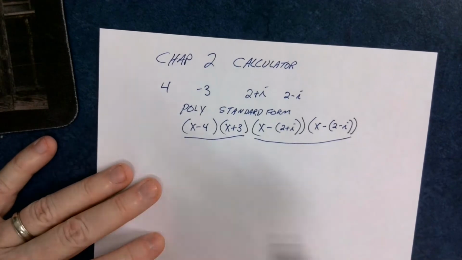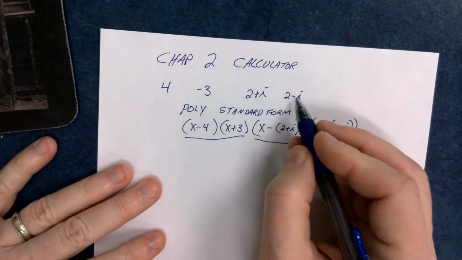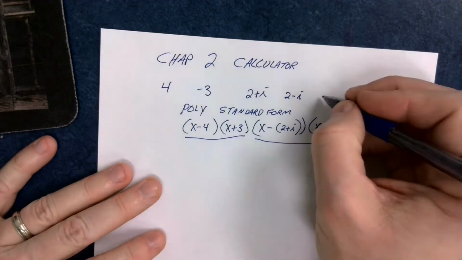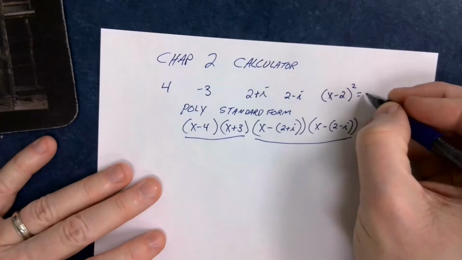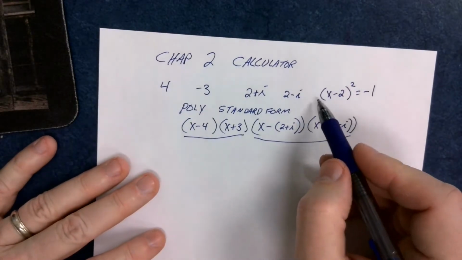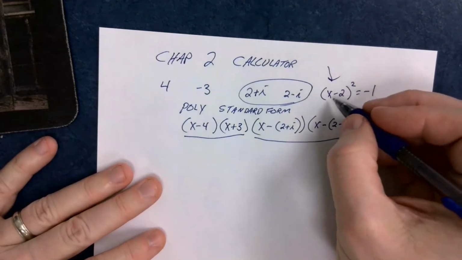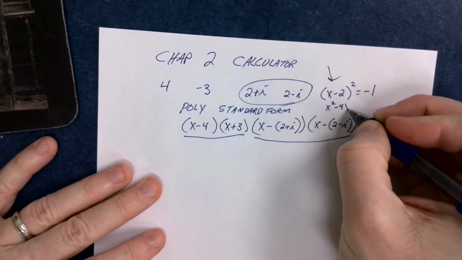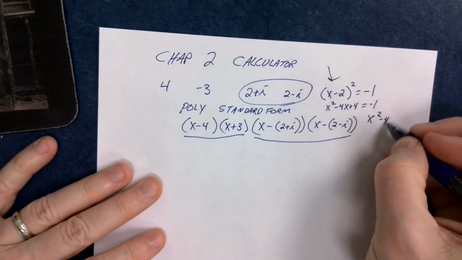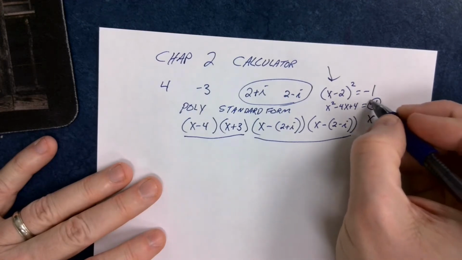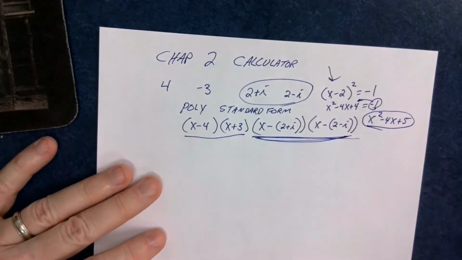I would also say that on this, maybe you understand that if you had 2 plus or minus i as your solutions, then this also must be true: x minus 2 squared equals -1. And these are the solutions to that thing, which means I could do this, x squared minus 4x plus 4 equals -1, or x squared minus 4x plus 5, when I move this -1 over here, that this polynomial is actually what you're going to get when you do these things together.